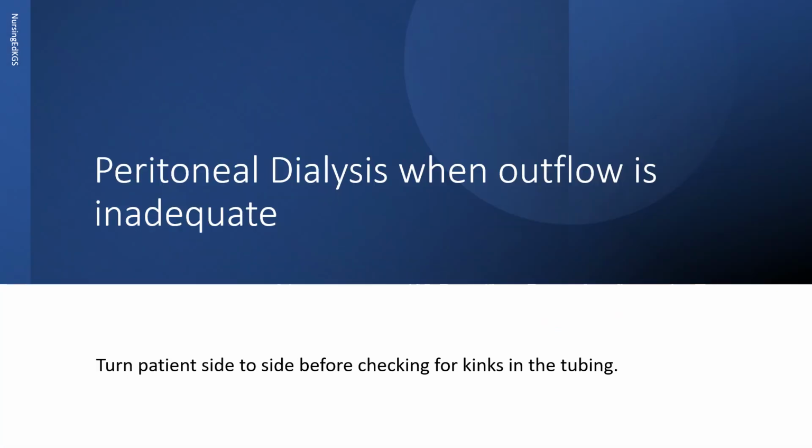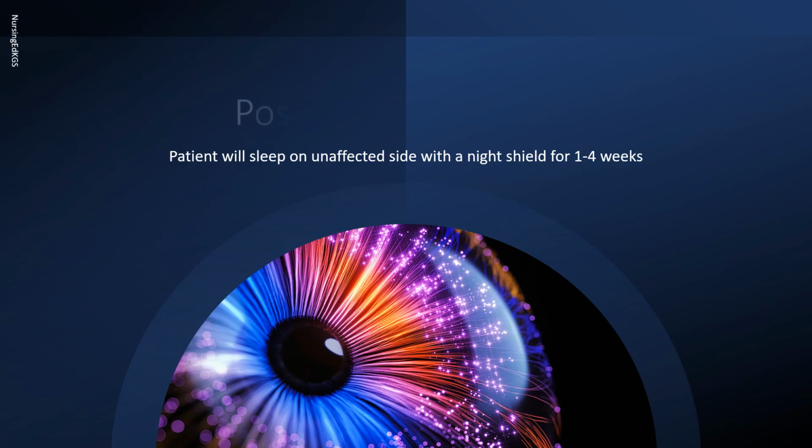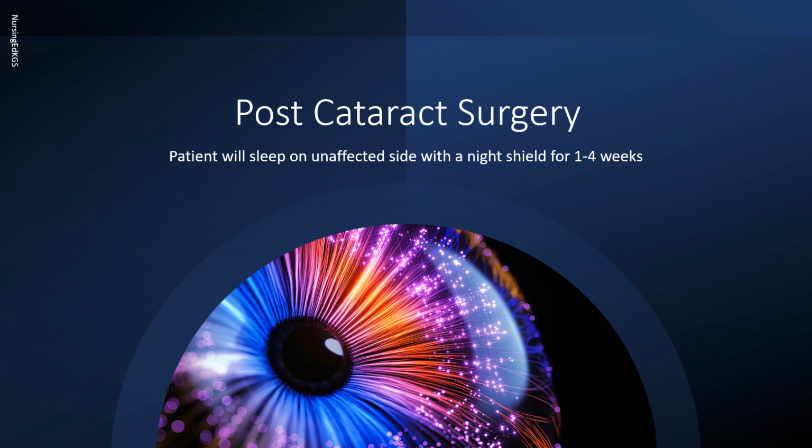If you have a patient who's receiving peritoneal dialysis and the outflow seems to be inadequate, one intervention you could do is to turn the patient side to side before checking for kinks in the tubing. Post-cataract surgery, the patient should be encouraged to sleep on the unaffected side with a night shield for at least 1 to 4 weeks post-op.